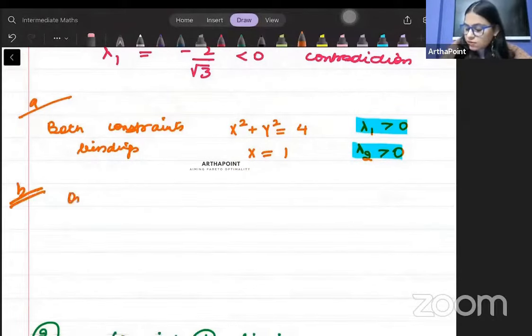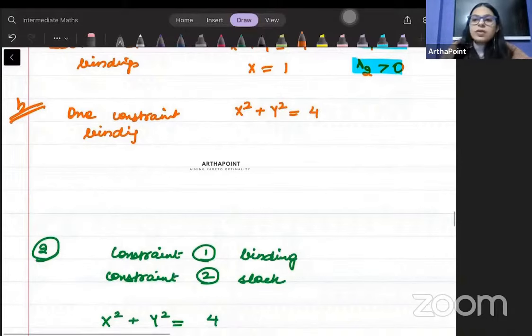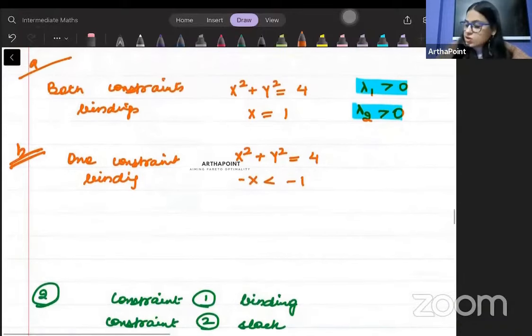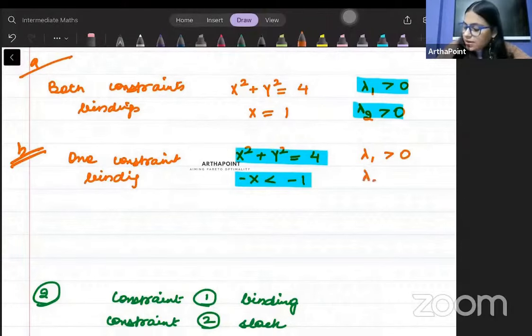But case 2 is one constraint binding. So now what I'm going to do ahead and say is that my first constraint is binding, but my second constraint is non-binding, right? So जहां पे तो binding है बच्चे, वहां पर my lambda 1 will be greater than 0. और जहां पे non-binding है, वहां पर lambda 2 will become equal to 0. Lambda 2 will become equal to 0 क्योंकि ये non-binding constraint है.